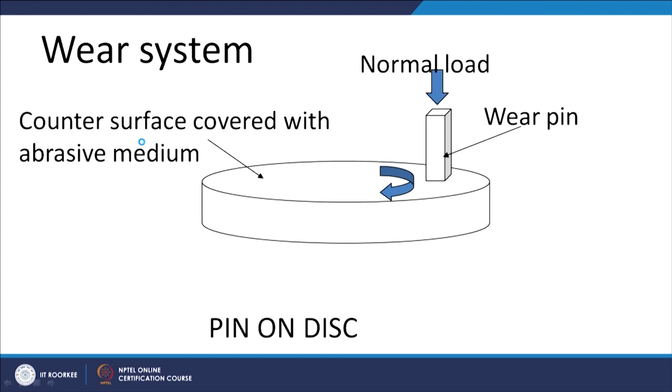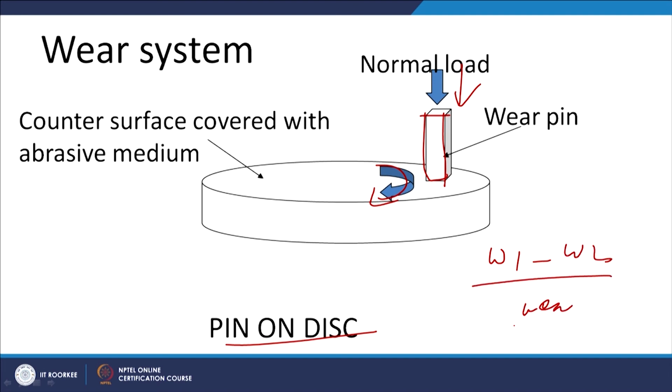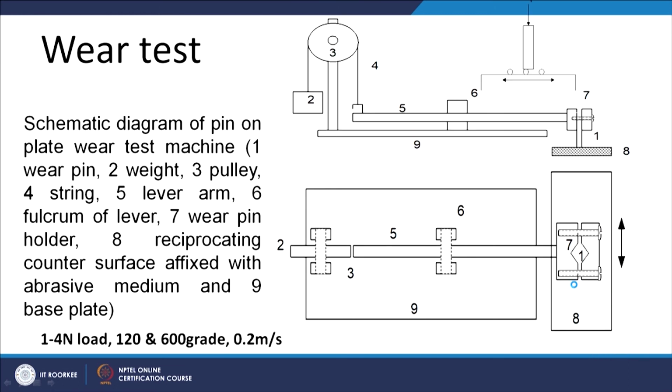So that is what we can see here. This is the pin on disc arrangement, this is the rotating disc, and this is the wear pin whose wear resistance is to be checked. We apply the normal load and the counter surface is rotated, and we take the initial weight and then the final weight, the difference of the two giving us the wear or the weight loss. Weight loss may be divided by the density to check the wear in terms of volume, the wear volume.